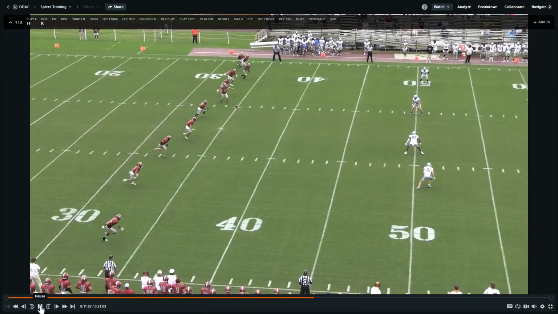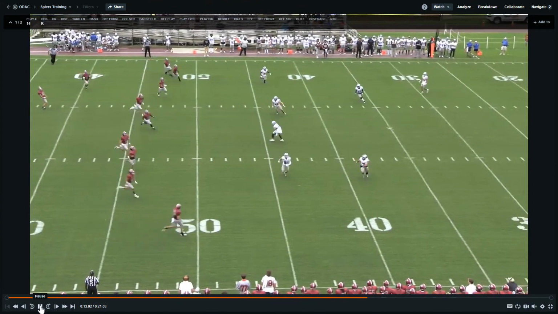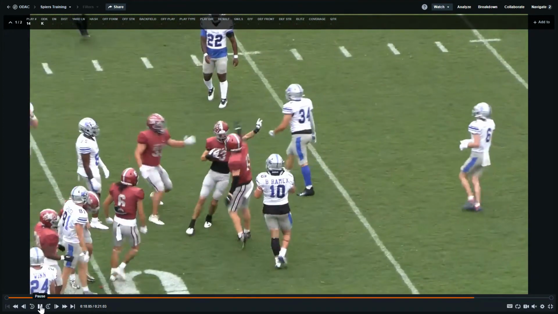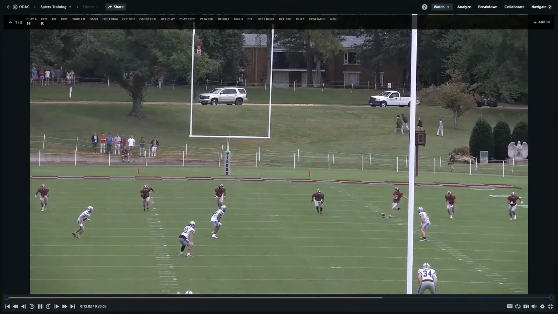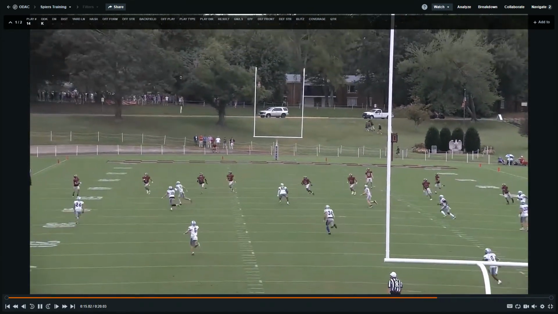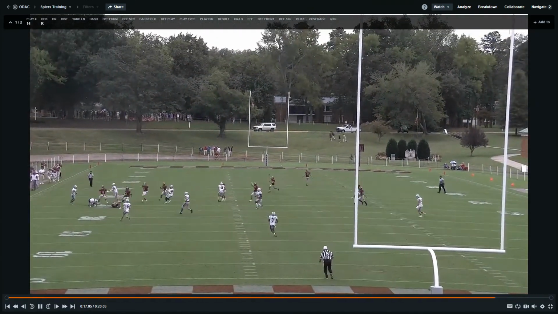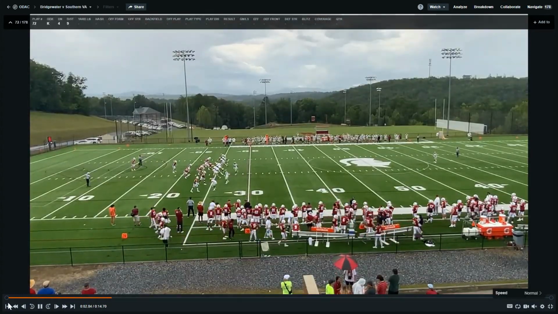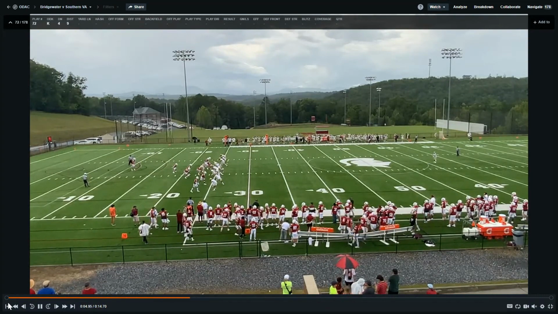Even though we have no contact with the receiver on this play, we're going to have a 15-yard foul for kick-catch interference from where the ball is first touched by the kicking team. Let's look at another case of KCI on this punt play.